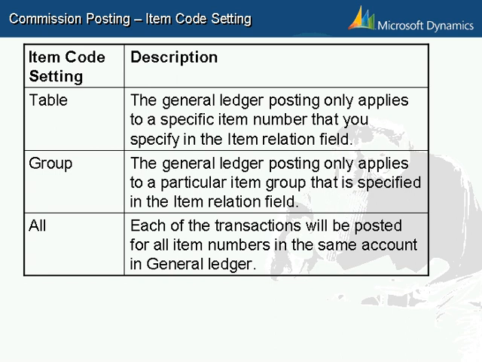If you select table, the general ledger posting only applies to a specific item number that is specified in the item relation field. If you select group, the general ledger posting only applies to a particular item group that is specified in the item relation field. If you select all, each of the transactions will be posted for all item numbers in the same account in general ledger.